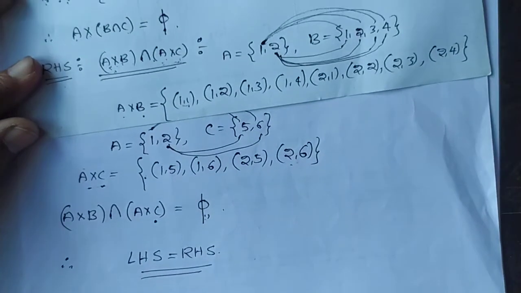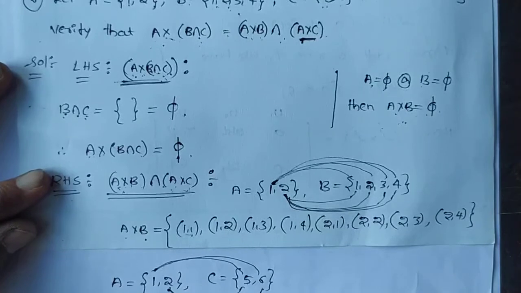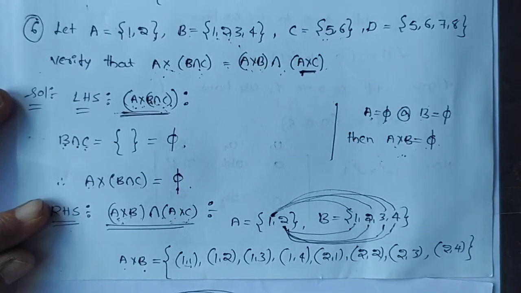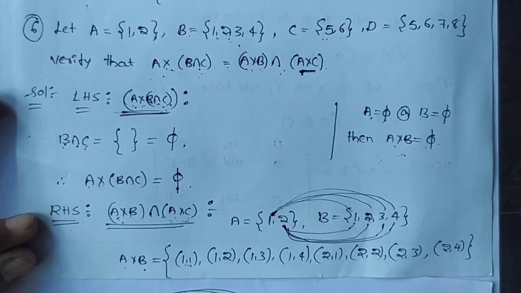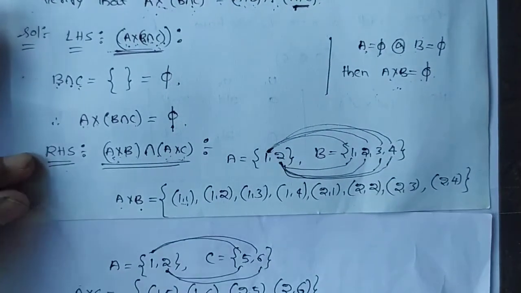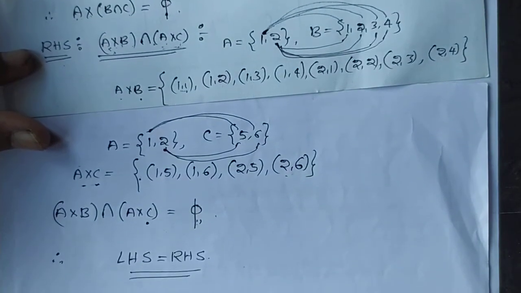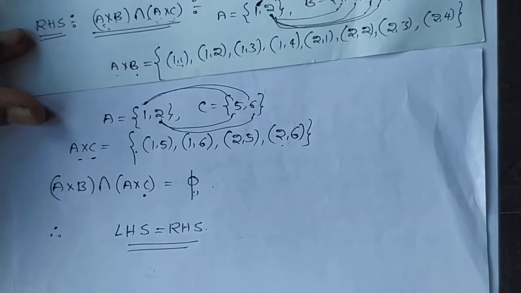You just note down this problem in your notebook without making any kind of mistakes. It is the sixth problem. LHS next to RHS, therefore LHS equals RHS, right?